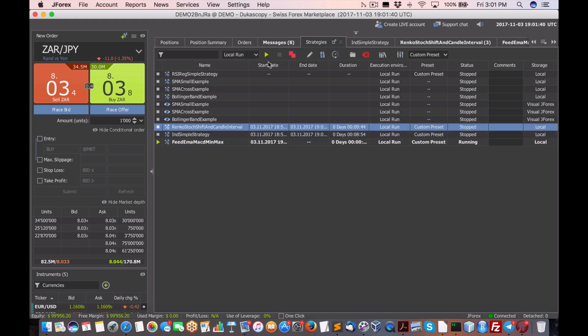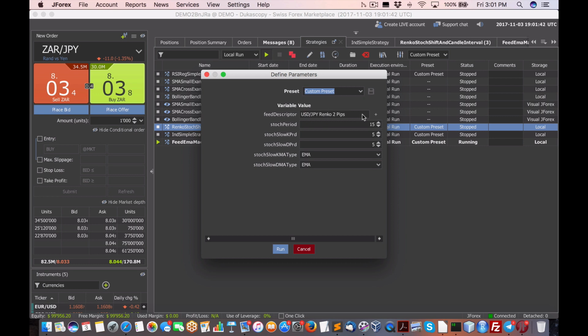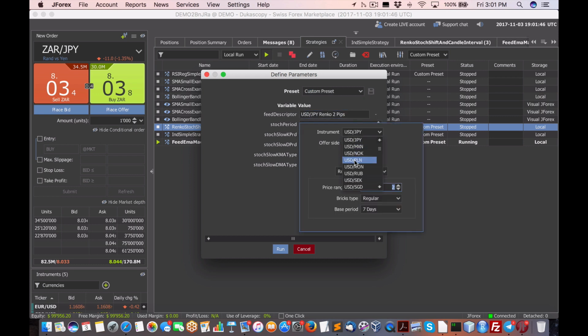Next, the Renko Stochastics, same thing. Okay, so we are now doing the... okay, we'll find it.